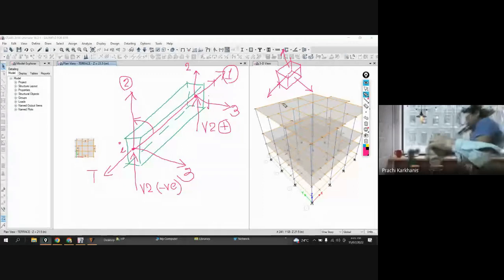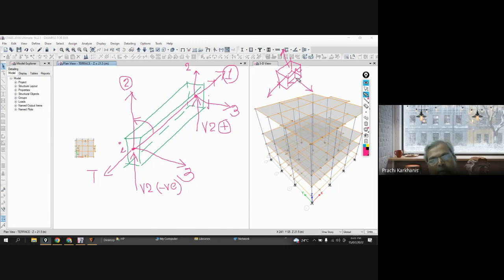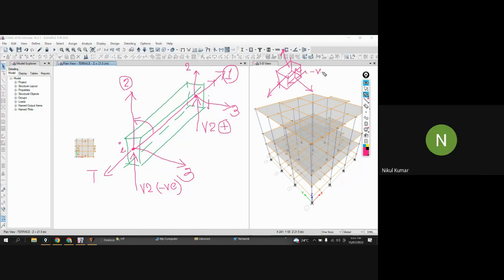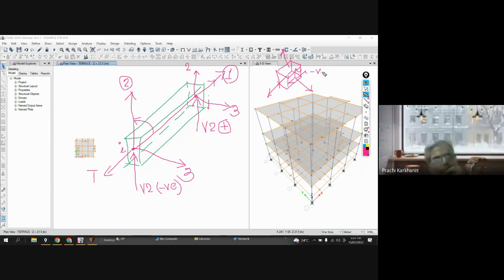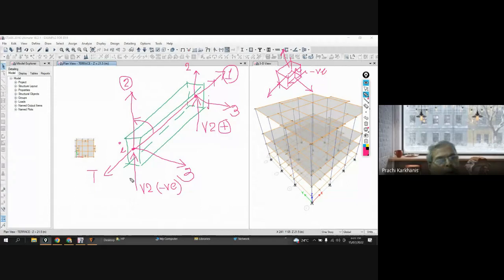That was about normal forces. But what about shear? Here shear was positive in this direction and it was positive in this direction. That means in this direction it will be negative. So this is about V2. Why is it V2? Because it is a shear in the direction of the 2 axis.